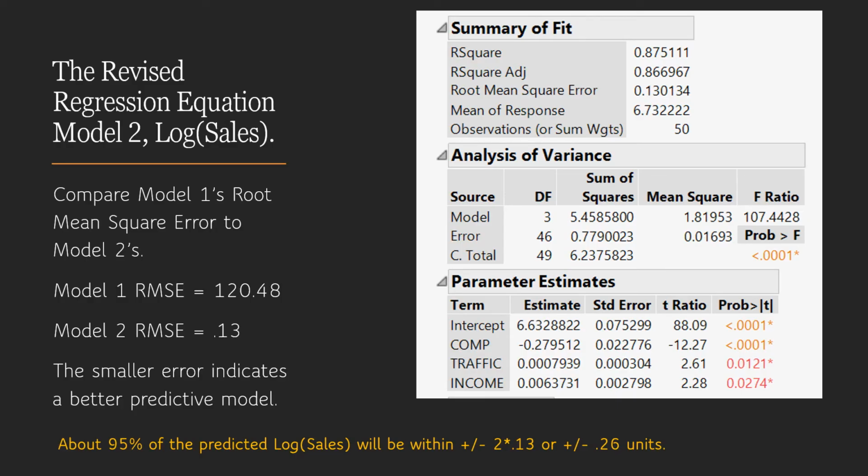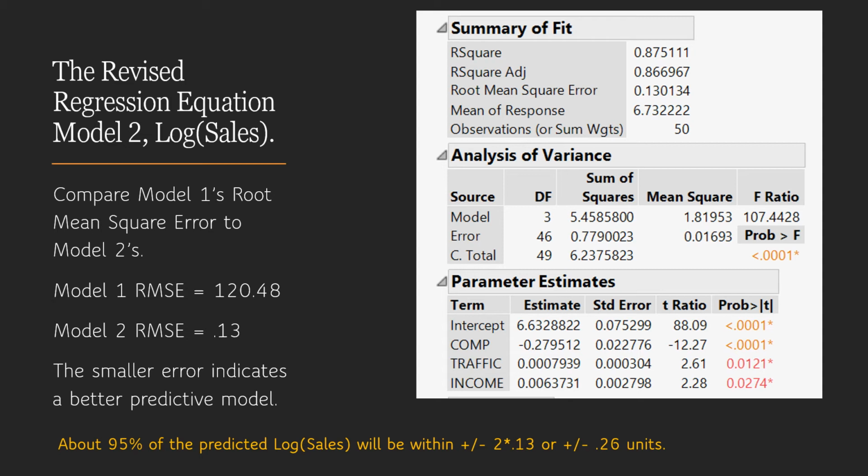So here is Model 2. Notice under Summary of Fit, we have R squared now of 87.51%. That's better than our Stepwise model had used before we took the log of y. If I said compare the models, however, don't look at R squared first. Look at the root mean square error. The smallest root mean squared error, the better the model. So in Model 1, root mean squared error was 120.48. In Model 2, it's a little bitty 0.13. Therefore, Model 2 is better than Model 1.